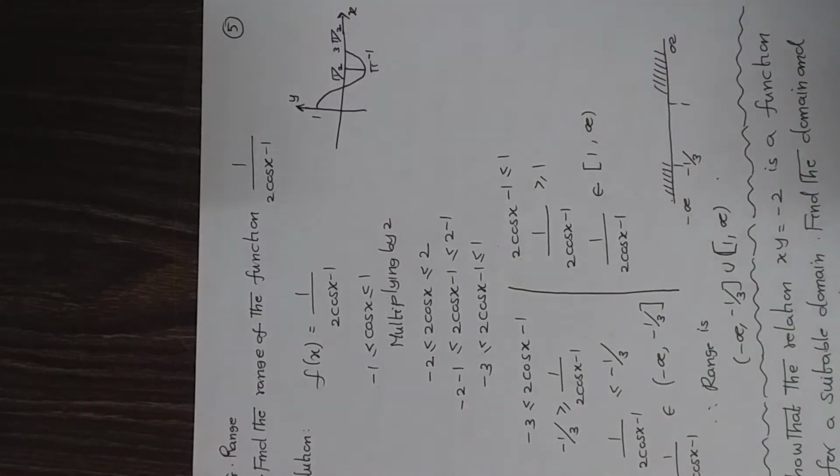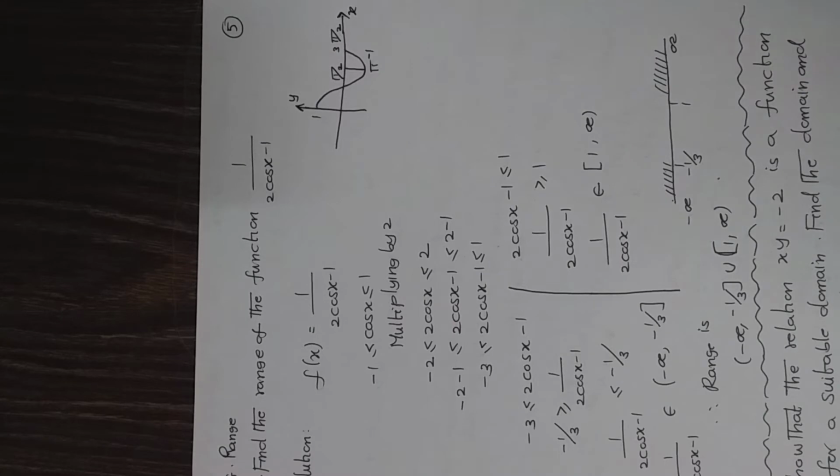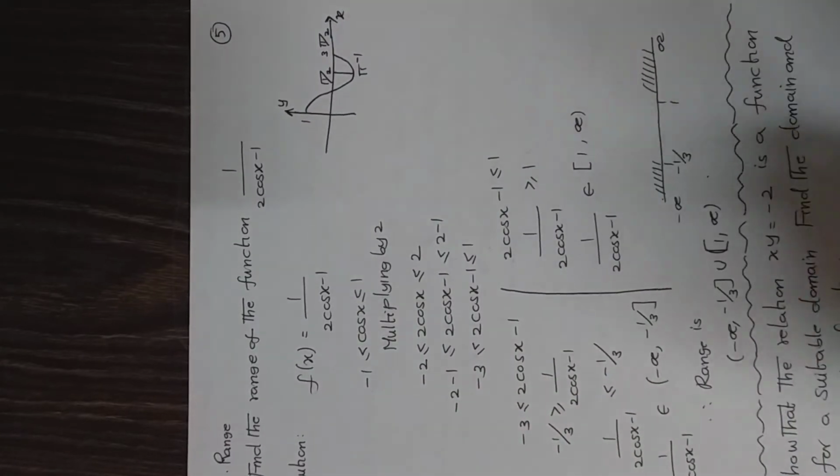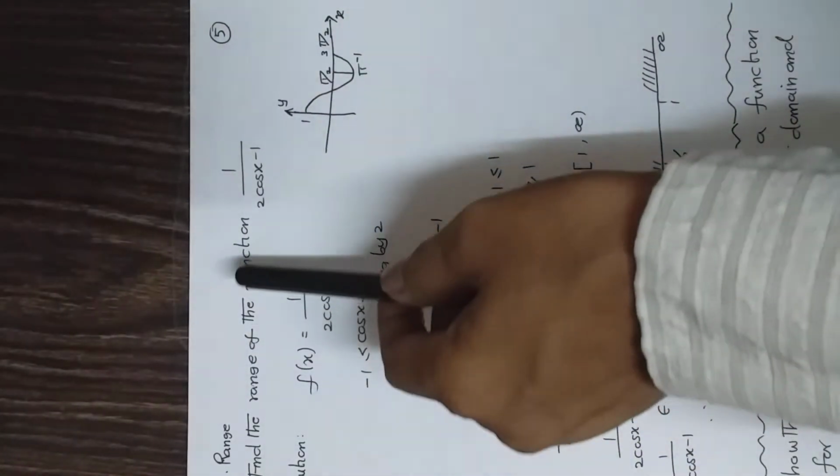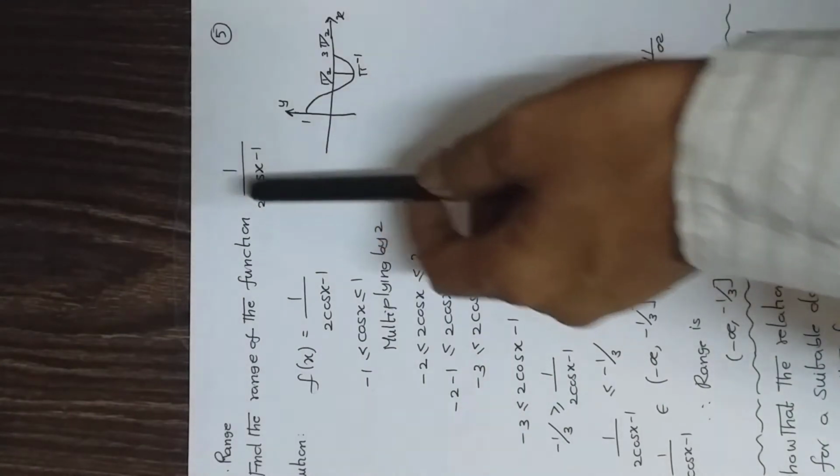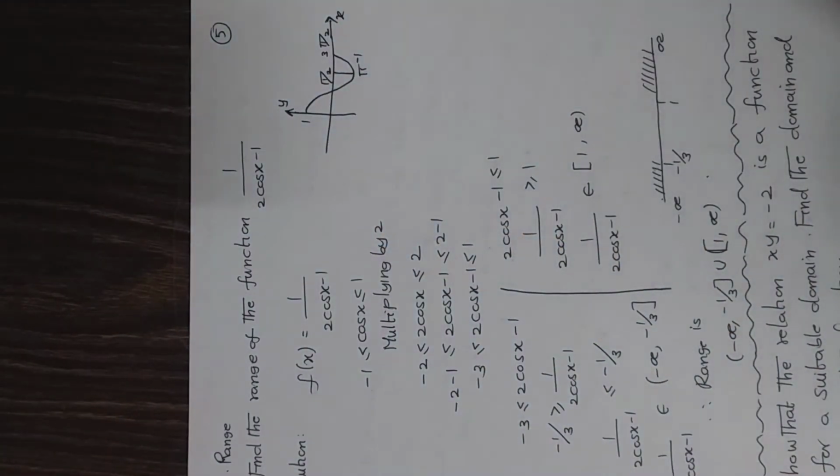Okay, students, in this video I am going to explain exercise 1.3 sum number 8. This is not domain, this is range. Domain is input values, range means output values. Find the range of the function 1 by 2 cos x minus 1.